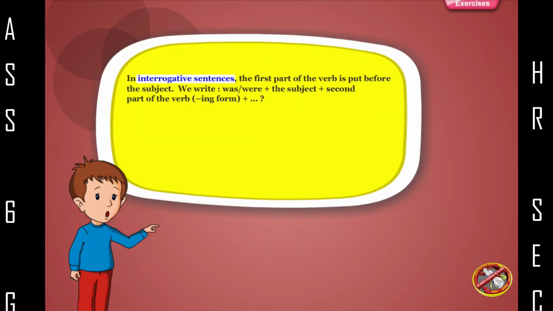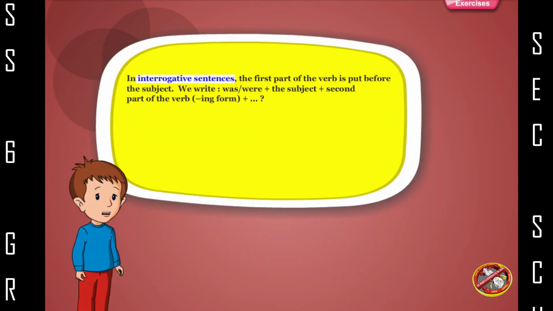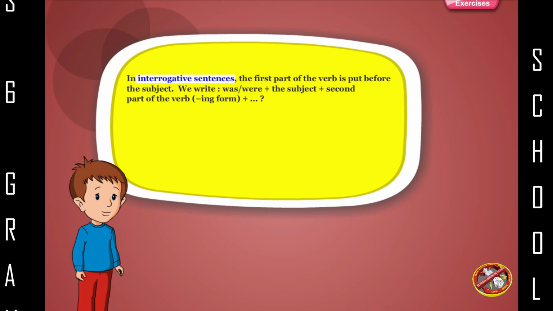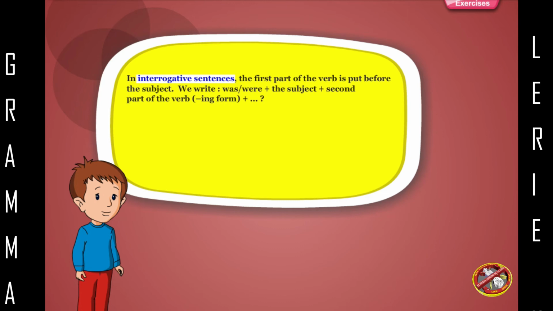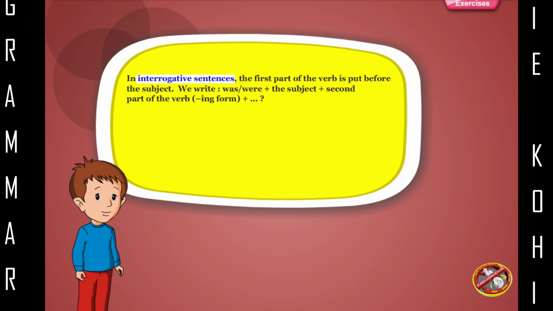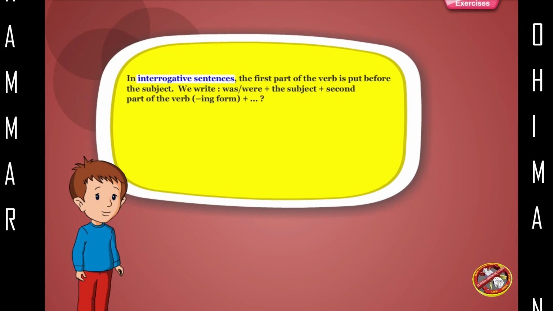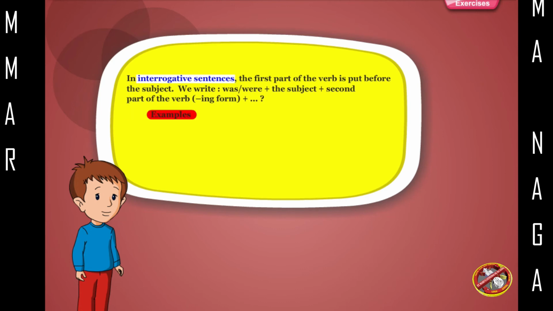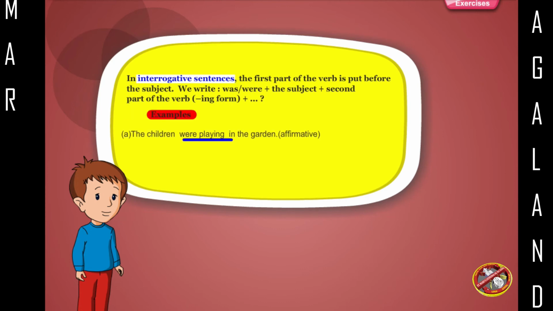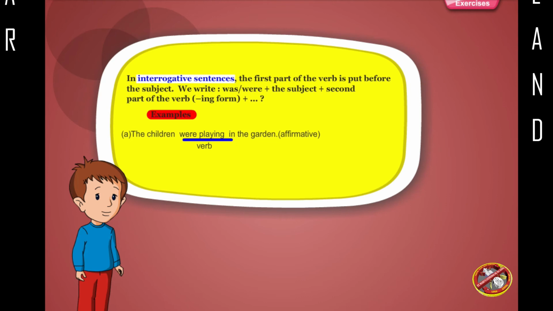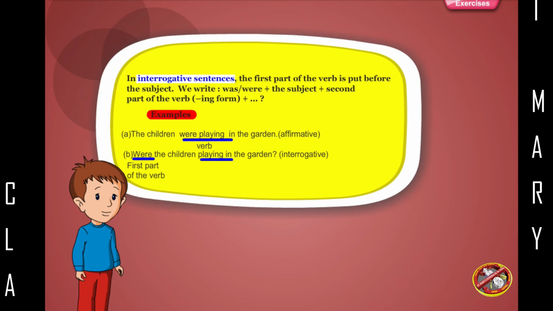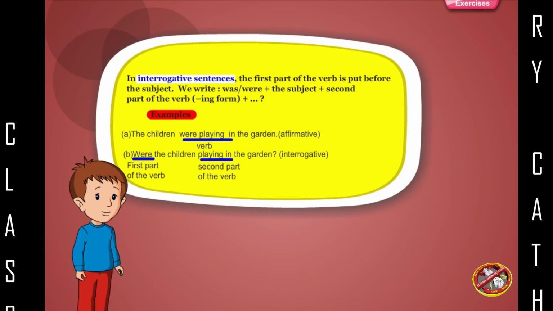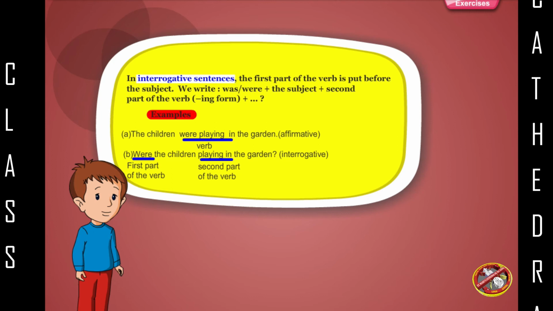In interrogative sentences, the first part of the verb is put before the subject. We write was, were, plus the subject, plus second part of the verb, ing form, plus question mark. Examples: the children were playing, verb, in the garden, affirmative. Were, first part of the verb, the children, playing, second part of the verb, in the garden, interrogative.